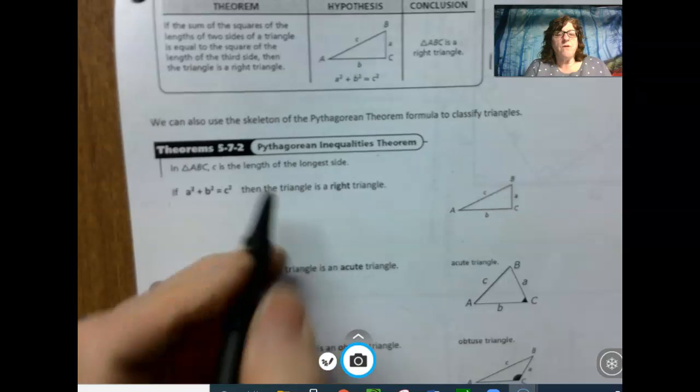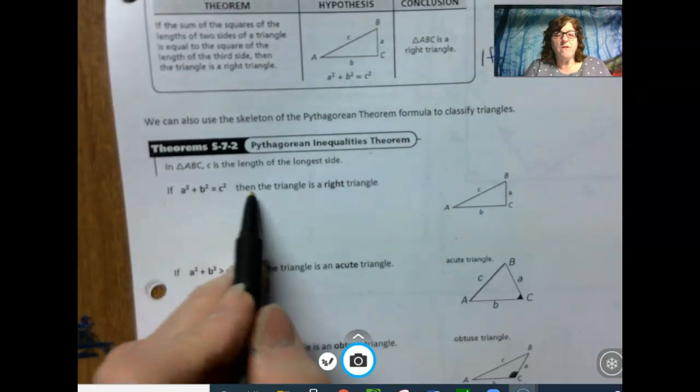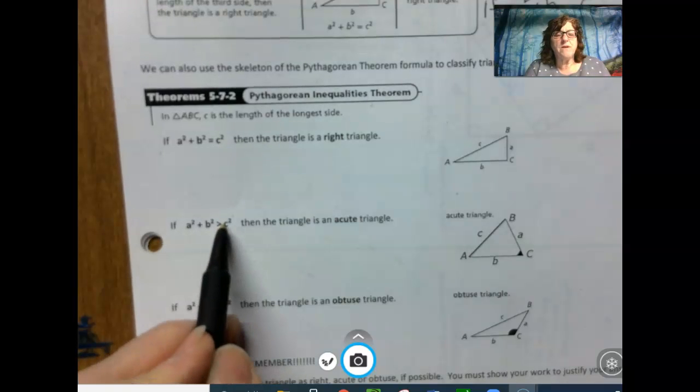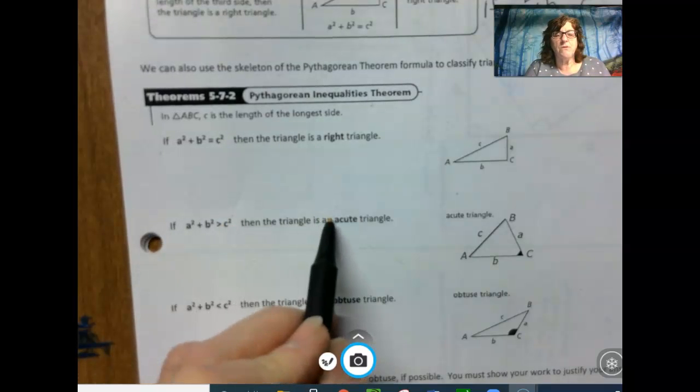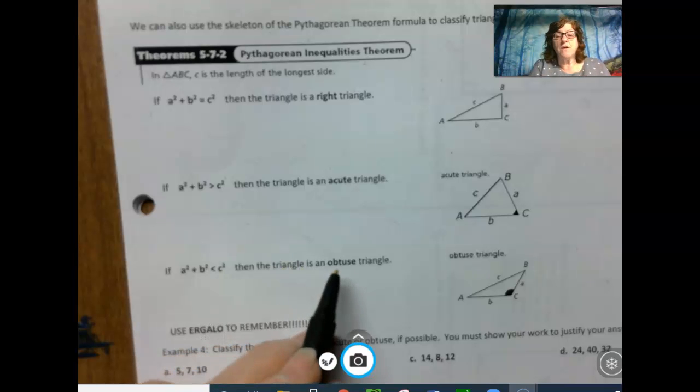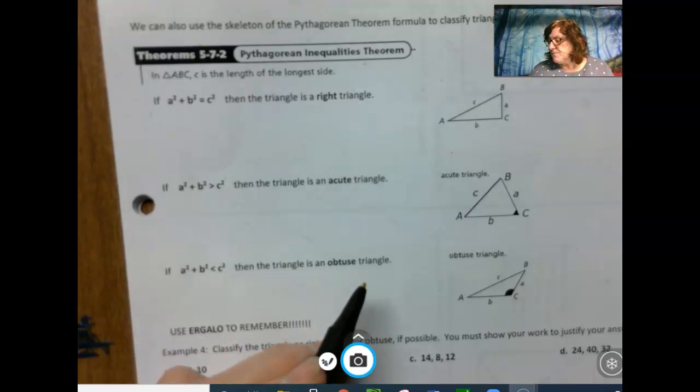Okay? So if a squared plus b squared equals c squared, then we know it's a right triangle. If a squared plus b squared is greater than c squared, then it's an acute. If a squared plus b squared is less than c squared, then it is an obtuse triangle. Okay? So what I'm going to do right now is I'm just going to walk you through here.